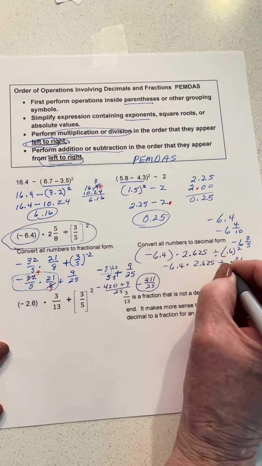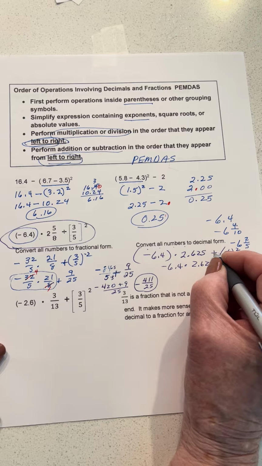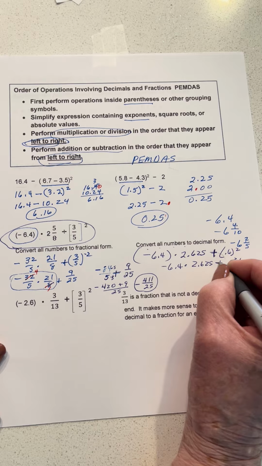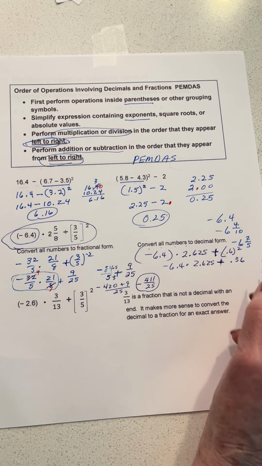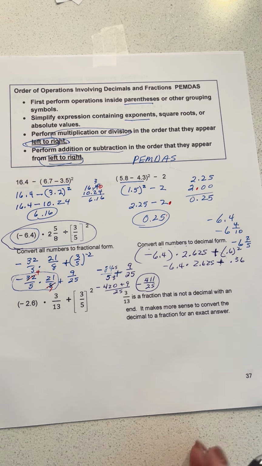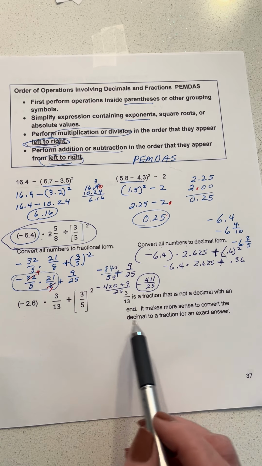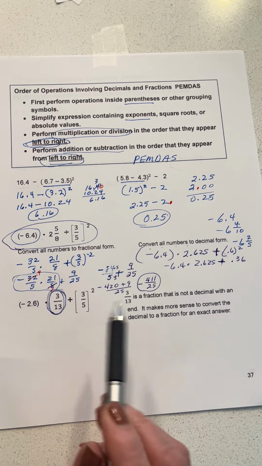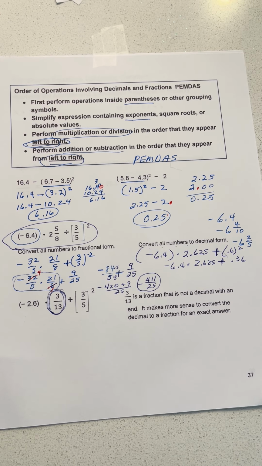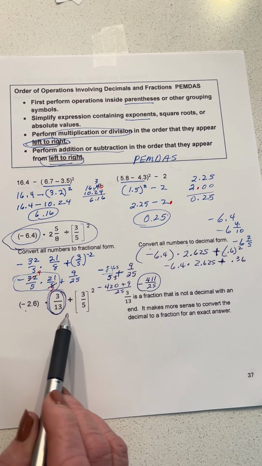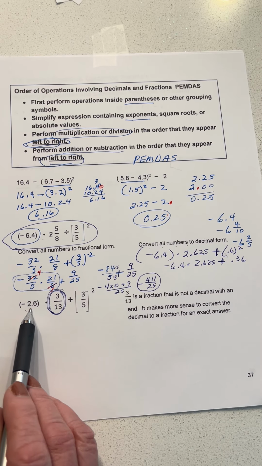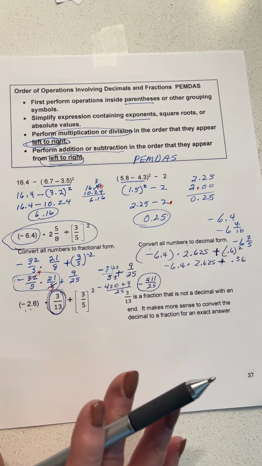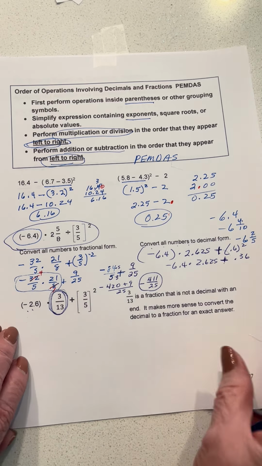I mean, plus. I'm sorry. This is plus 0.36. And we can figure that out. But you need to do it one way or the other. And we have one more down here. And this number right here will not be a nice, neat decimal. So probably you're going to want to change this to a fraction, because decimals are not going to be very neat to do.